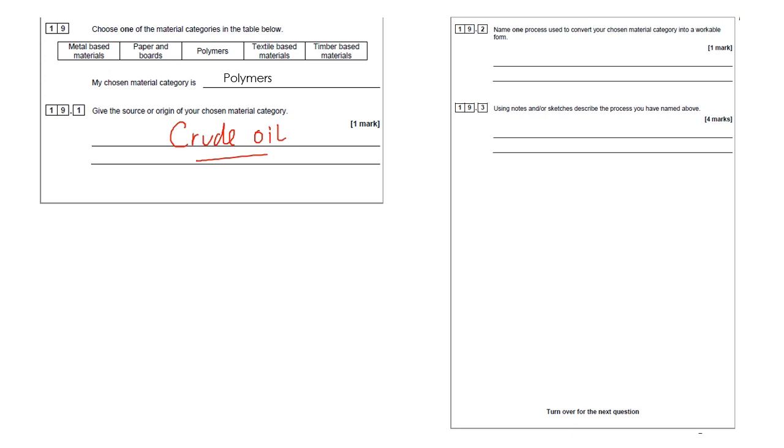Then it says, name one process used to convert your chosen material category into a workable form. Now, this is where you can go wrong. You can go really wrong here. The mistake that you can make is you could put something like injection molding, or you could put extrusion or blow molding. This is wrong. Wrong, wrong, wrong, wrong, wrong. Because this is asking you, how do you actually get it into the form before you actually do any commercial processes. So the process is called fractional distillation.